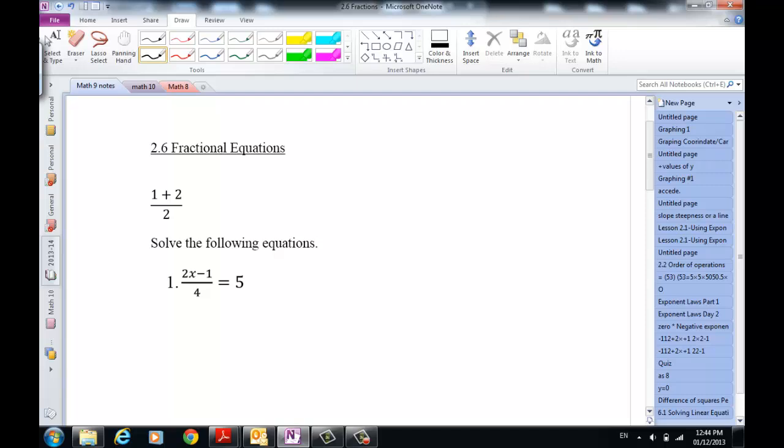So today we're going to continue with fractional equations and solving them. I'm going to show you three solutions, and in the first one I'm going to show you both methods. In the other two I'm only going to show you the second method. Just talking about fractions and why we can do certain operations.